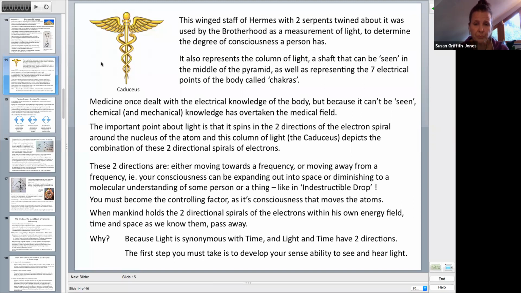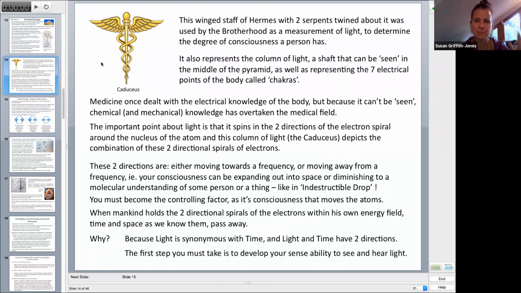The important point about light is that it spins. Now, this is where we really get into the nitty-gritty of her conversation. So the important point about light is that it spins in the 2 directions of the electron spiral around the nucleus of the atom. And this column of light, the Caduceus, depicts the combination of these 2 directional spirals of electrons. So these 2 directions are either moving towards a frequency or moving away from a frequency, i.e. your consciousness is expanding out into space or diminishing to a molecular understanding of some person or thing.